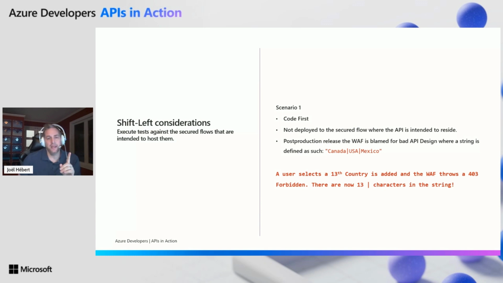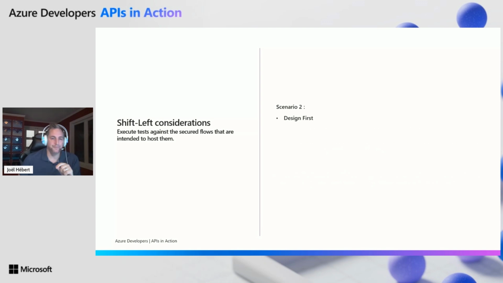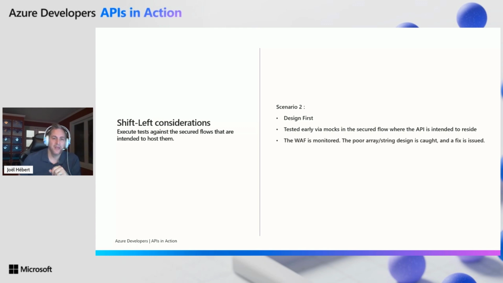Now let's take a look at what can occur here if we actually use scenario number two. We're going with design first. We're in SwaggerHub. We're designing. We're testing early the different mocks that we have in that secured flow that I discussed, right? Not necessarily mocking, but we're going through the secured flow. The WAF is monitored, the poor array string design is caught, and the fix is issued. So here we have a natural JSON array, something quite simplistic. This would have been caught at design time. Why is there a funny string with a whole bunch of pipe delimiters? Would have been fixed at design time. If it would have been missed, it would have gone through the WAF and got caught when somebody would have selected quite a few different countries, and we would have done our shift left due diligence, both in design and security.